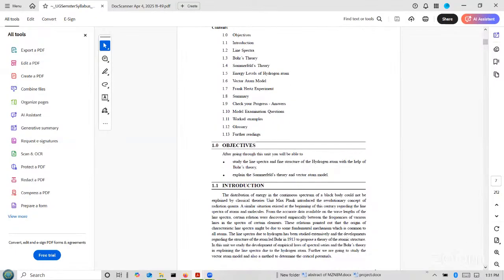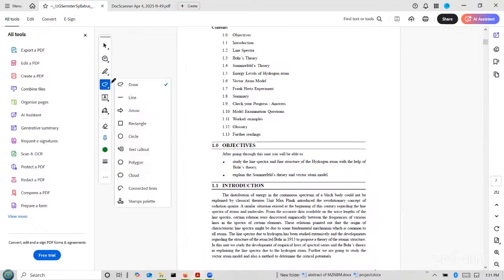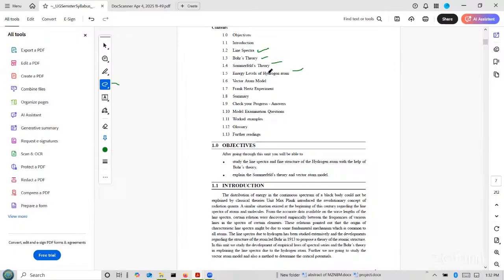Here, the topics which we have are line spectra, Bohr's theory, Sommerfeld theory, energy levels, vector atomic model, and Franck-Hertz experiment. So, total 1, 2, 3, 4, 5, 6. Here we have total 6 topics to cover from this unit.